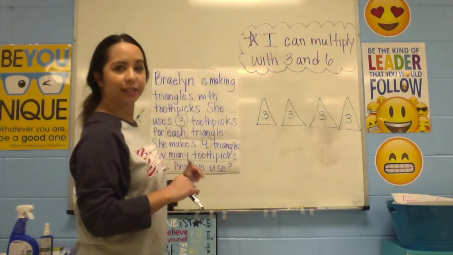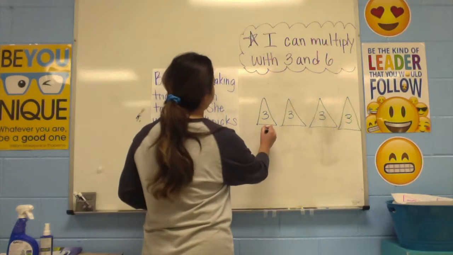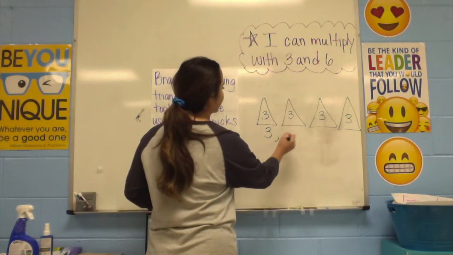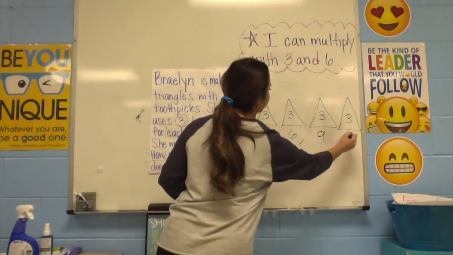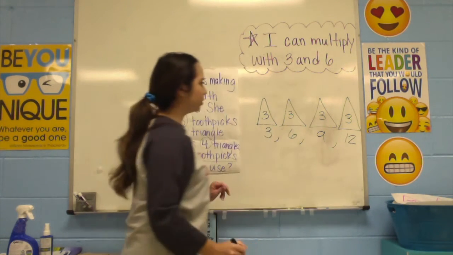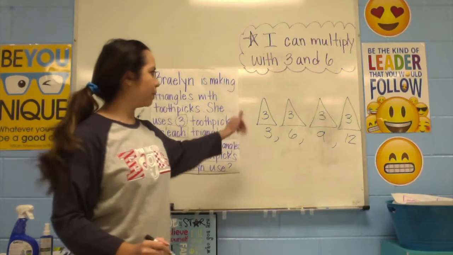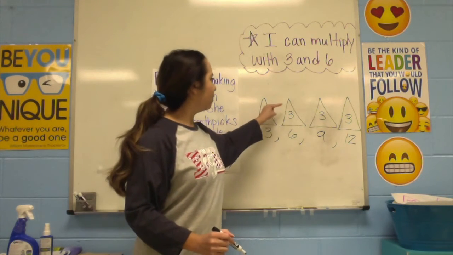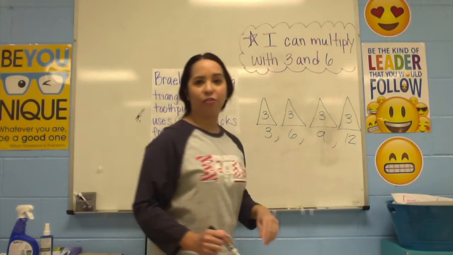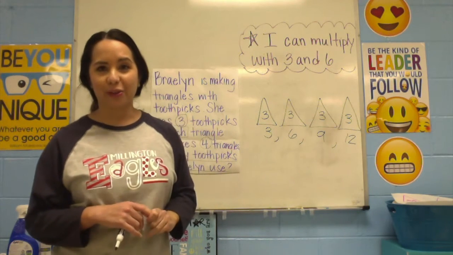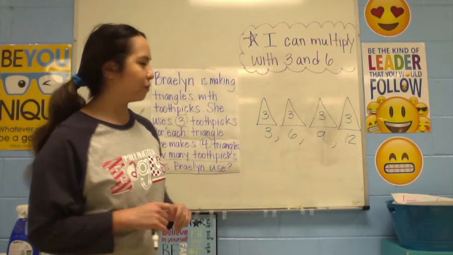All right, ready? Skip count with me. Ready? So we have 3, 6, 9, 12. And if you want to, you could go back and count by ones. 1, 2, 3, 4, 5, 6, 7, 8, 9, 10, 11, 12, just to make sure you're double checking your work and to make sure you got the right total.